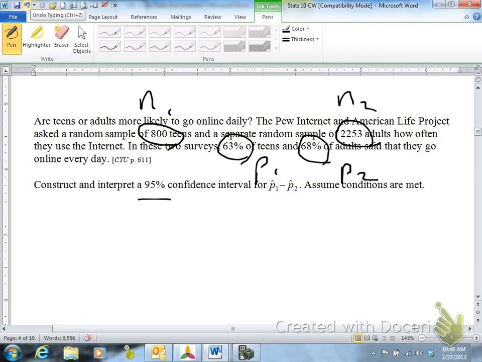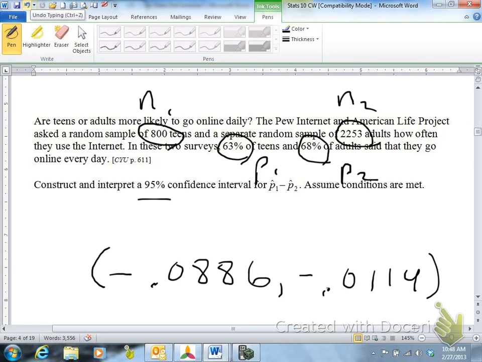The answer you should get is negative 0.0886, comma negative 0.0114. If you have questions, I'm sure someone in class was able to get that answer.